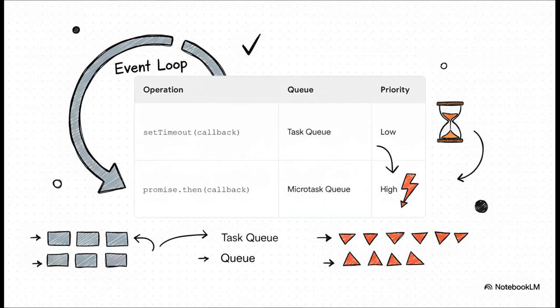And the answer is the promise. Why? Because its callback went into the high-priority microtask queue, that VIP line. Even though the setTimeout had a 0 delay, its callback still had to go to the regular old task queue, and the event loop's strict rule says it has to clear out the VIP line first. So in the battle of the queues, microtasks always win.